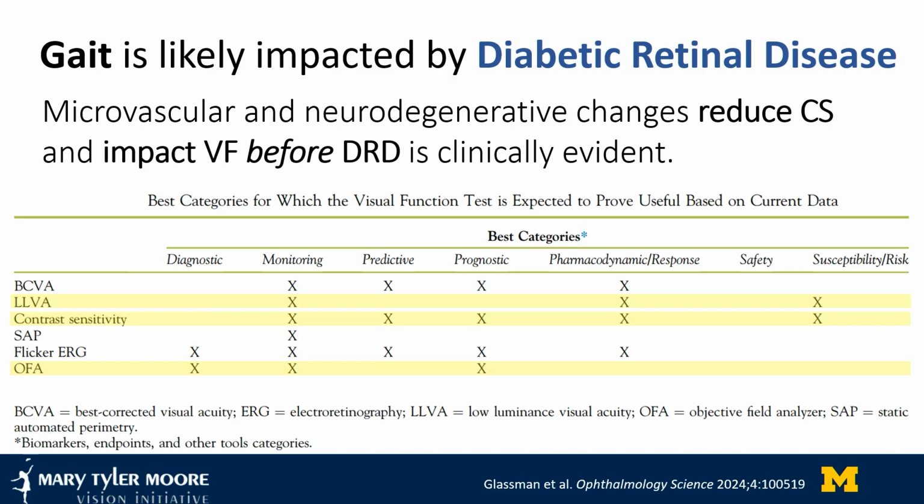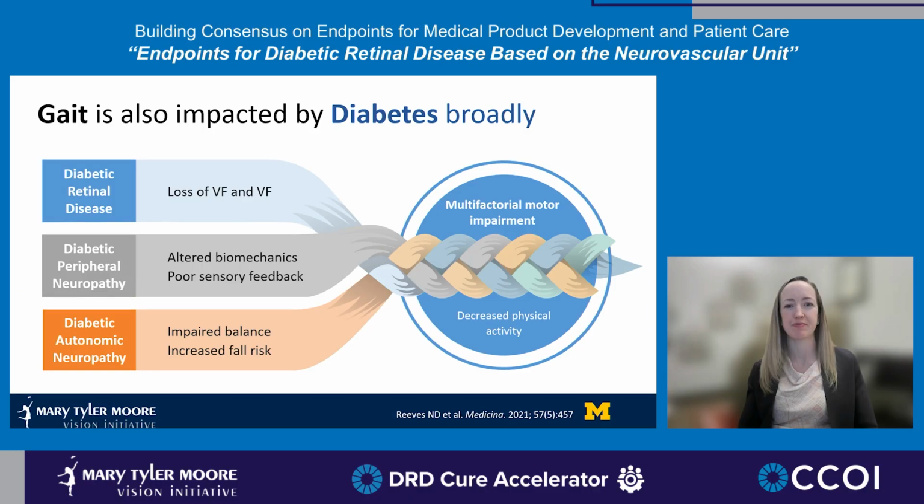So now back to diabetic retinal disease. Working from the assumption that microvascular and neurodegenerative changes reduce contrast sensitivity and impact visual field even before diabetic retinal disease is clinically evident, we can expect that gait is impacted by diabetic retinal disease. One of the Mary Tyler Moore Vision Initiative working groups identified visual function tests that might serve as biomarkers in diabetic retinal disease, and importantly noted that both visual acuity in low luminance and contrast sensitivity suggest risk of impairment, and that both contrast sensitivity and visual field are prognostic measures in this patient group. I think we can measure the sixth vital sign, gait, to take advantage of this.